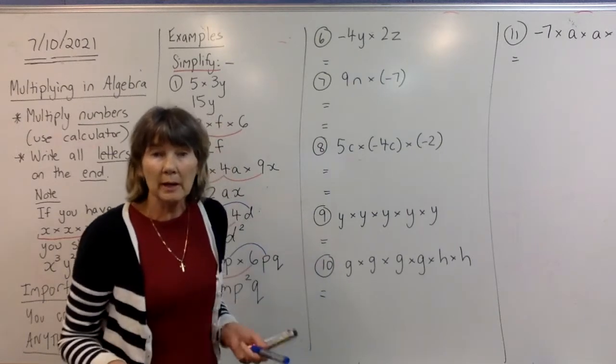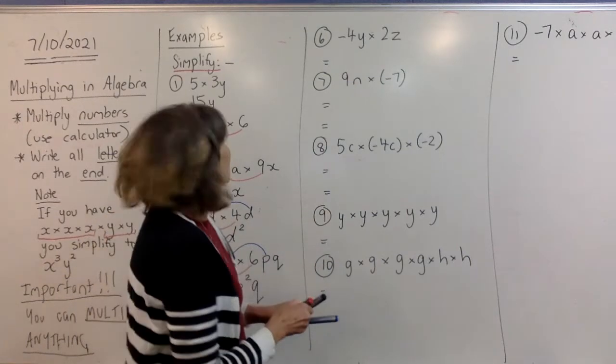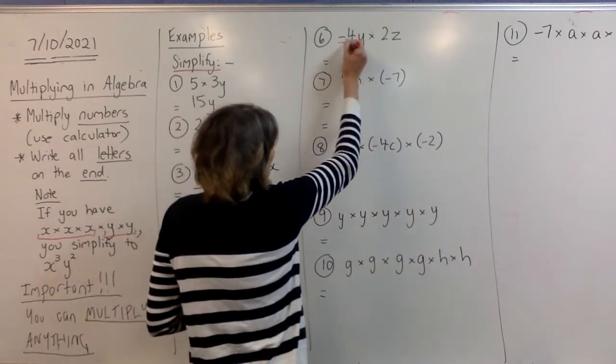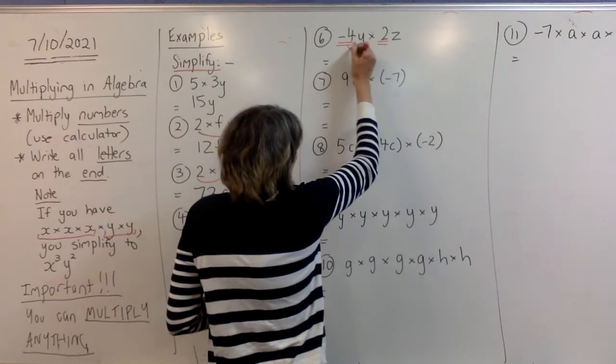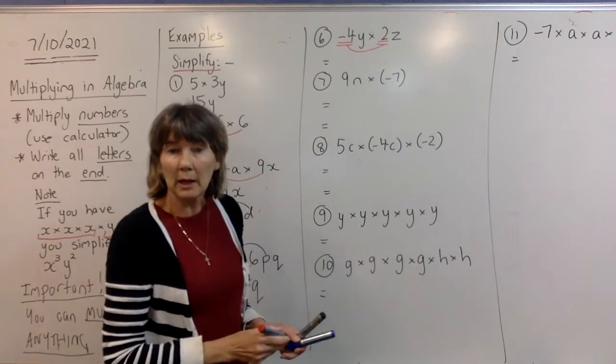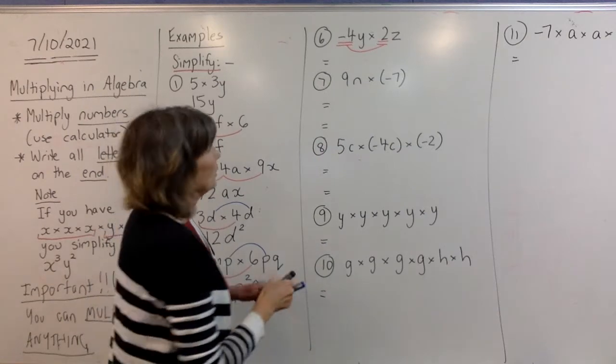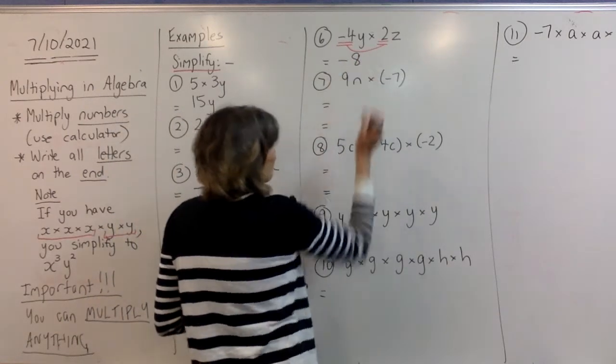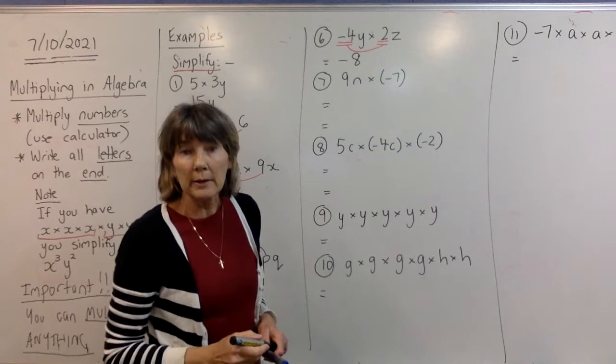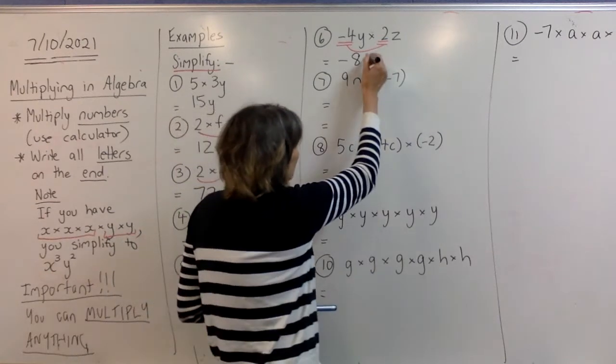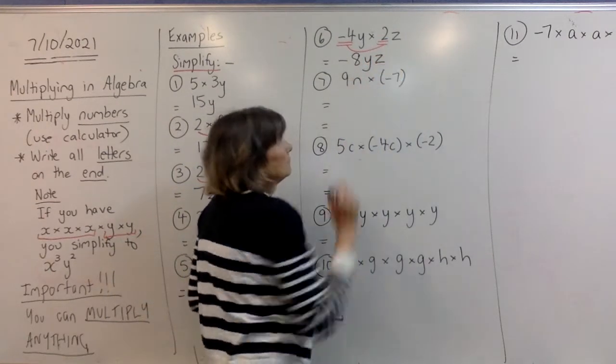Now this one's got a negative number in it, but it doesn't matter. Okay, you are just going to do minus 4 times 2 on your calculator, and it will give you minus 8. Now we're going to write all our letters on the end, Y and Z.